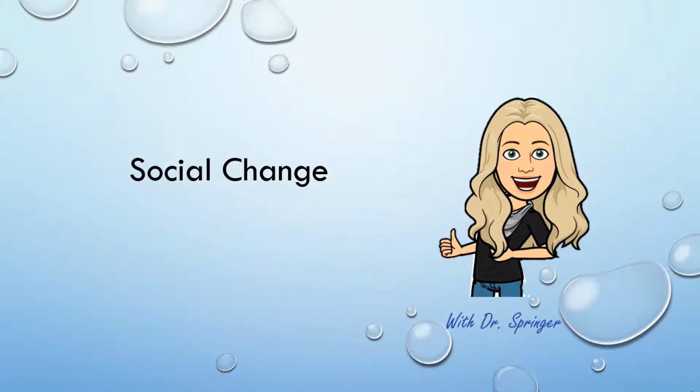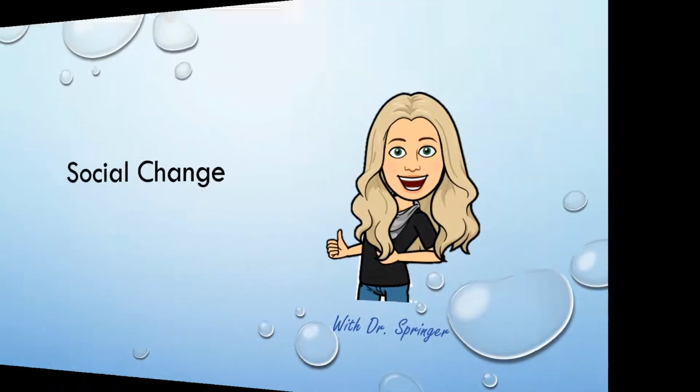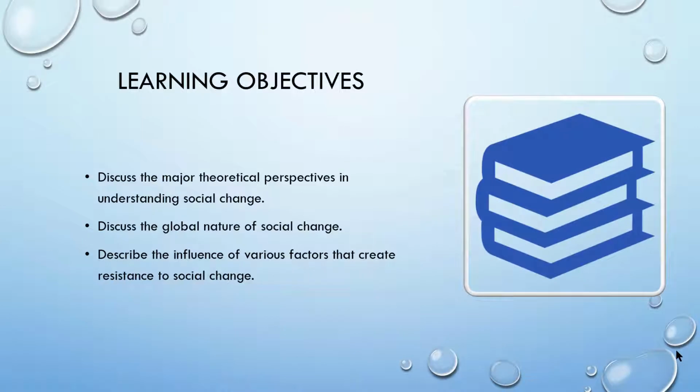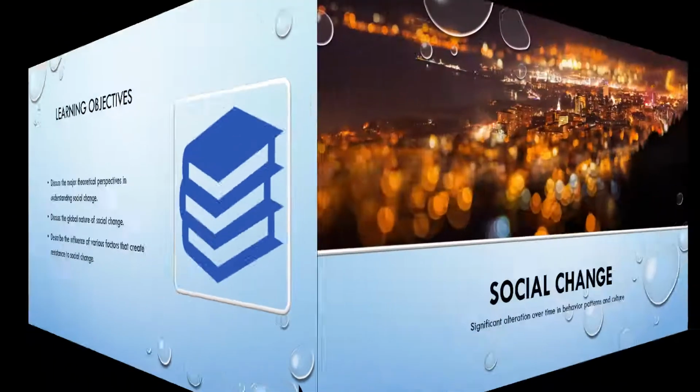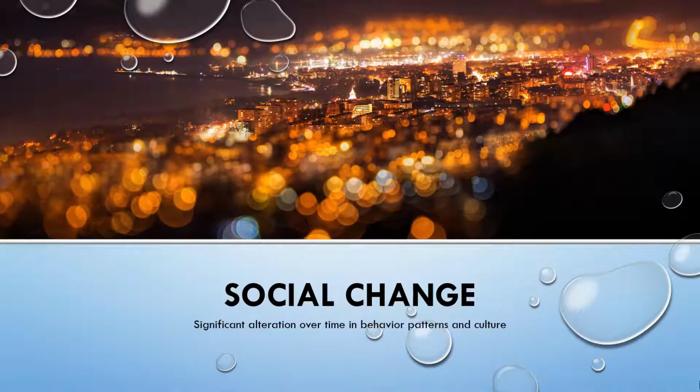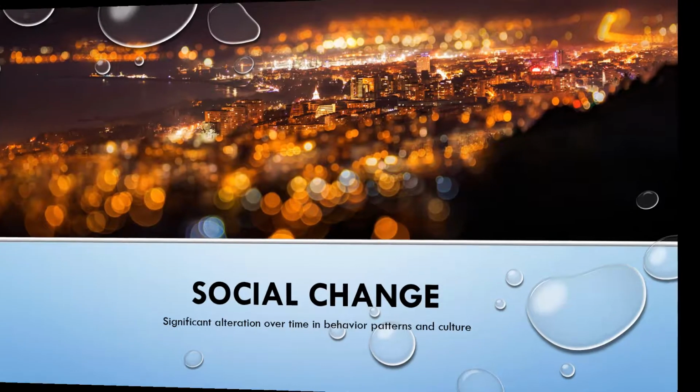In this video, we will look at social change. After this video, you will be able to discuss the major theoretical perspectives in understanding social change, discuss the global nature of social change, and describe the influence of various factors that create resistance to social change. Social change is defined as a significant alteration over time in behavior patterns and culture.